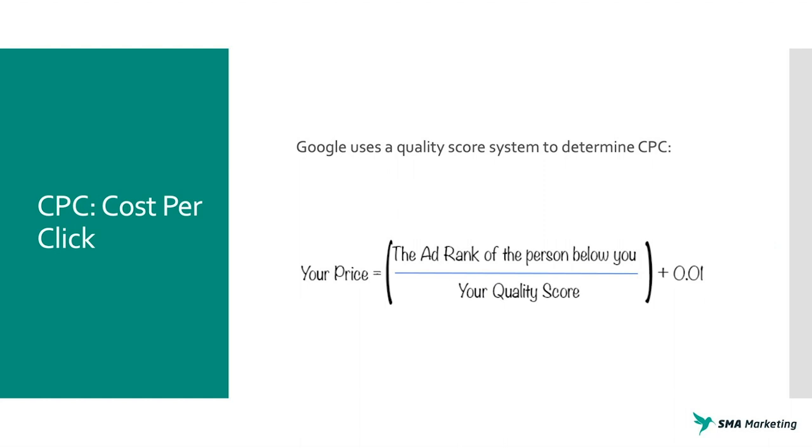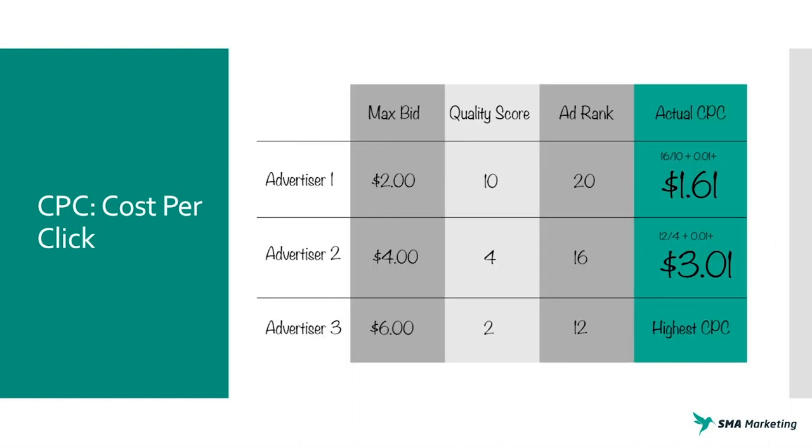Now, this equation can be a little bit confusing, so I've made a chart to help explain it a little bit better. So let's say we've got 3 different advertisers here: advertiser 1, 2, and 3. Each of them has a different maximum bid, a maximum price they're willing to pay for an ad placement. The first one is $2, $4, and then all the way down to $6. As you can see here, they also have different quality scores, and the quality scores are also going to play a role in your ad rank.